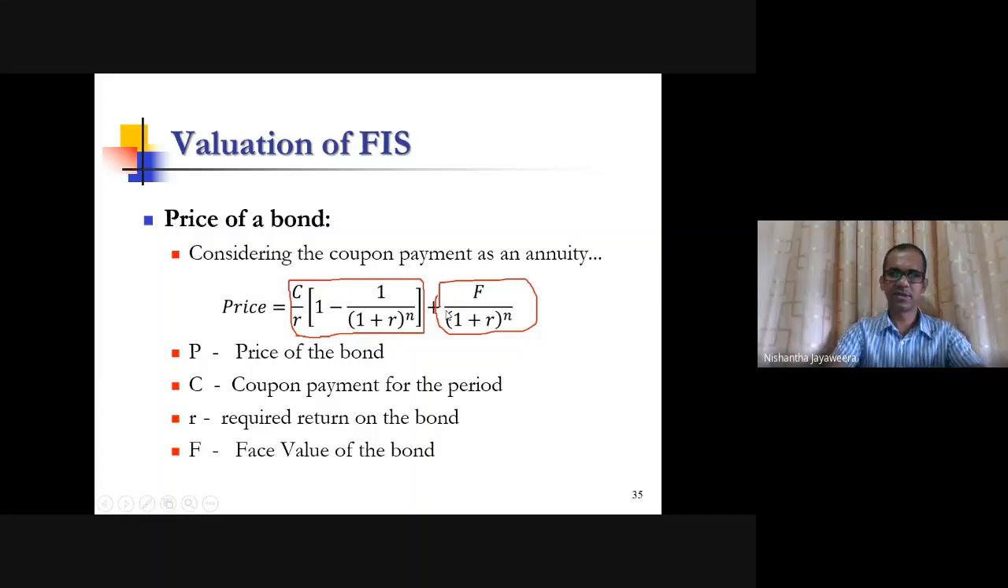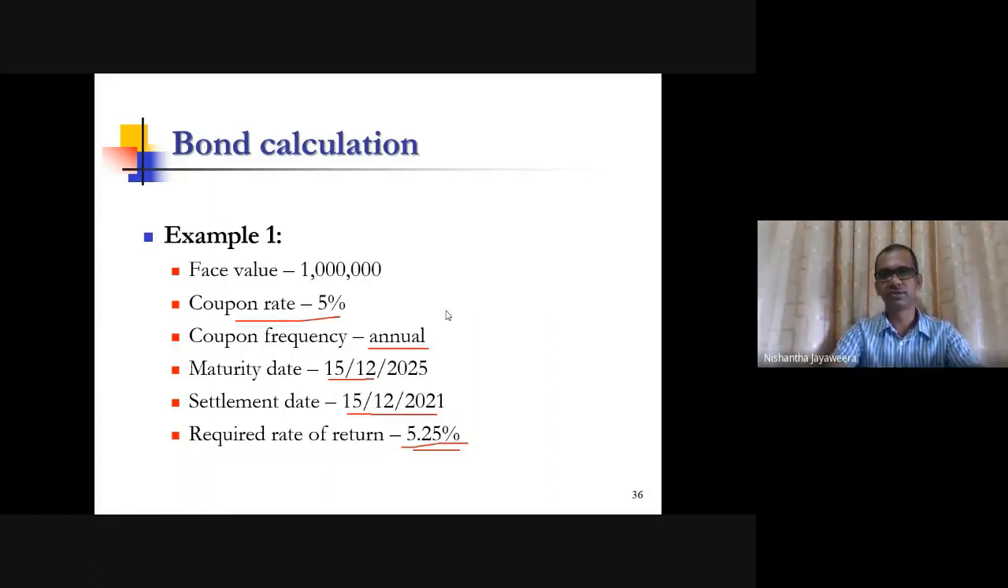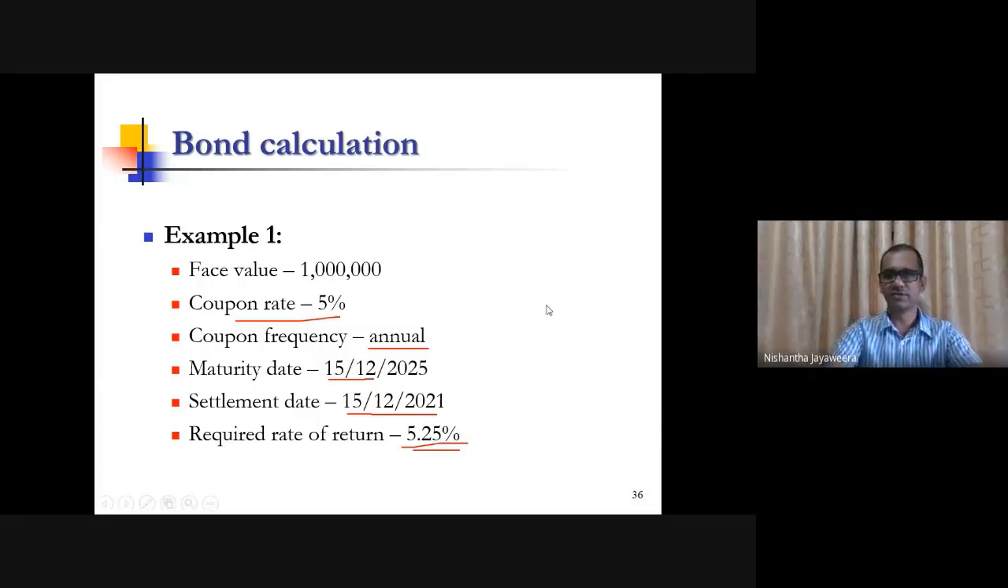These are the concepts. But if you want to use Excel, there's an inbuilt function that you can use directly. For that, you need the maturity date, the settlement date, coupon frequency, coupon rate, and rate of return. The Excel function gives the price for a 100 face value bond. Then you have to adjust it, or use that price to calculate the price of a bond with any other face value.